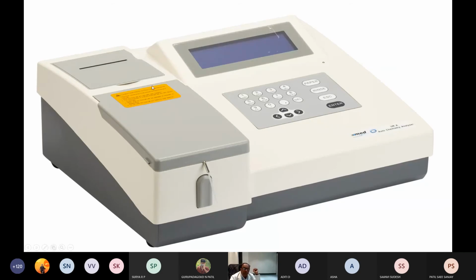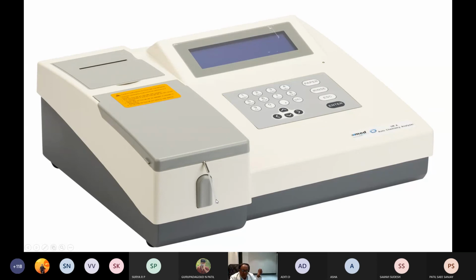So this is the picture of a semi-auto analyzer. In this semi-auto analyzer, all programming can be done, but the reagent and samples will be added by you manually, kept at incubation if required, and then you just press this button and dip this tube, the sucking tube we call it, in that solution.